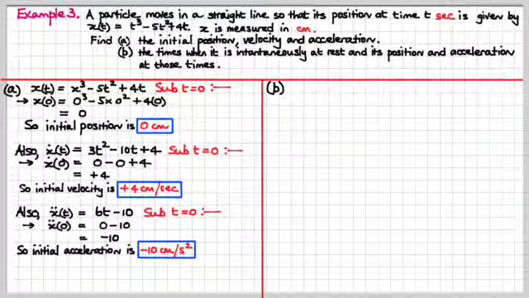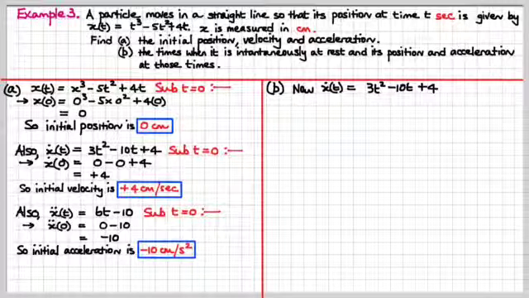Right, part B now. This is where it gets a little bit crazy. Now, the times when it is instantaneously at rest. At rest means the velocity is 0, okay? It's stationary, right? So let's do that. We're going to solve the velocity for being equal to 0.